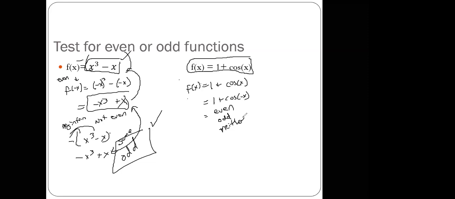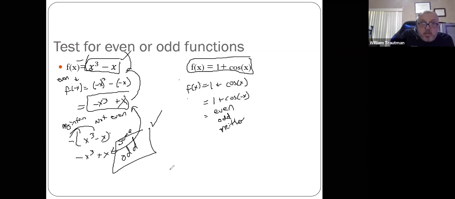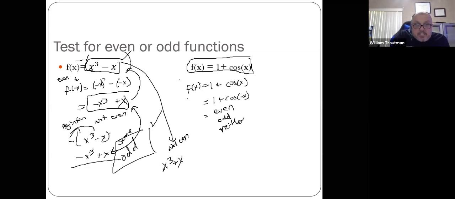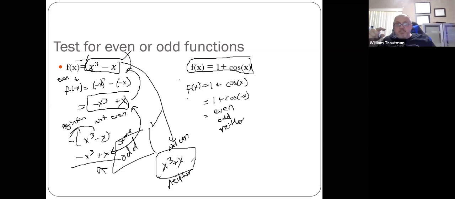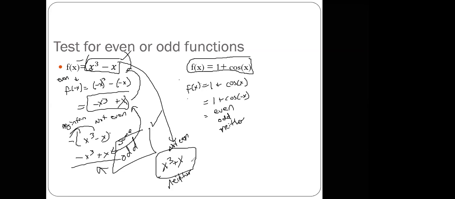How do you know whether the function is neither even nor odd? By the way, if you look at this one, if we ended up with x^3 plus x, do you see it's not the same, so it's not even. And this is the odd one, a negative x^3 plus x. It's not the same as an odd function, so we call it neither. So if it's not even and it's not odd, it's neither.